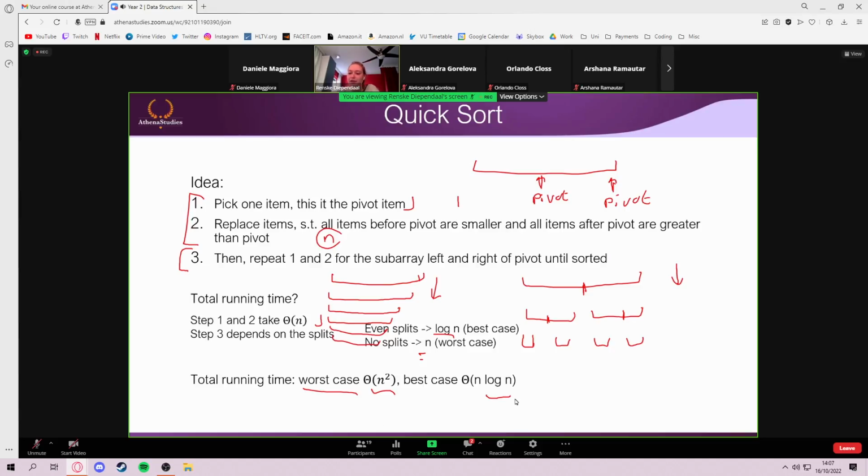Wait, a question. The first n is the first split, and the second n is the number of splits in total. Yeah, so this first n is sort of the number of things you have to do for each split, right? So for the first split, you look through the n items. And then indeed, the second n is the number of splits.